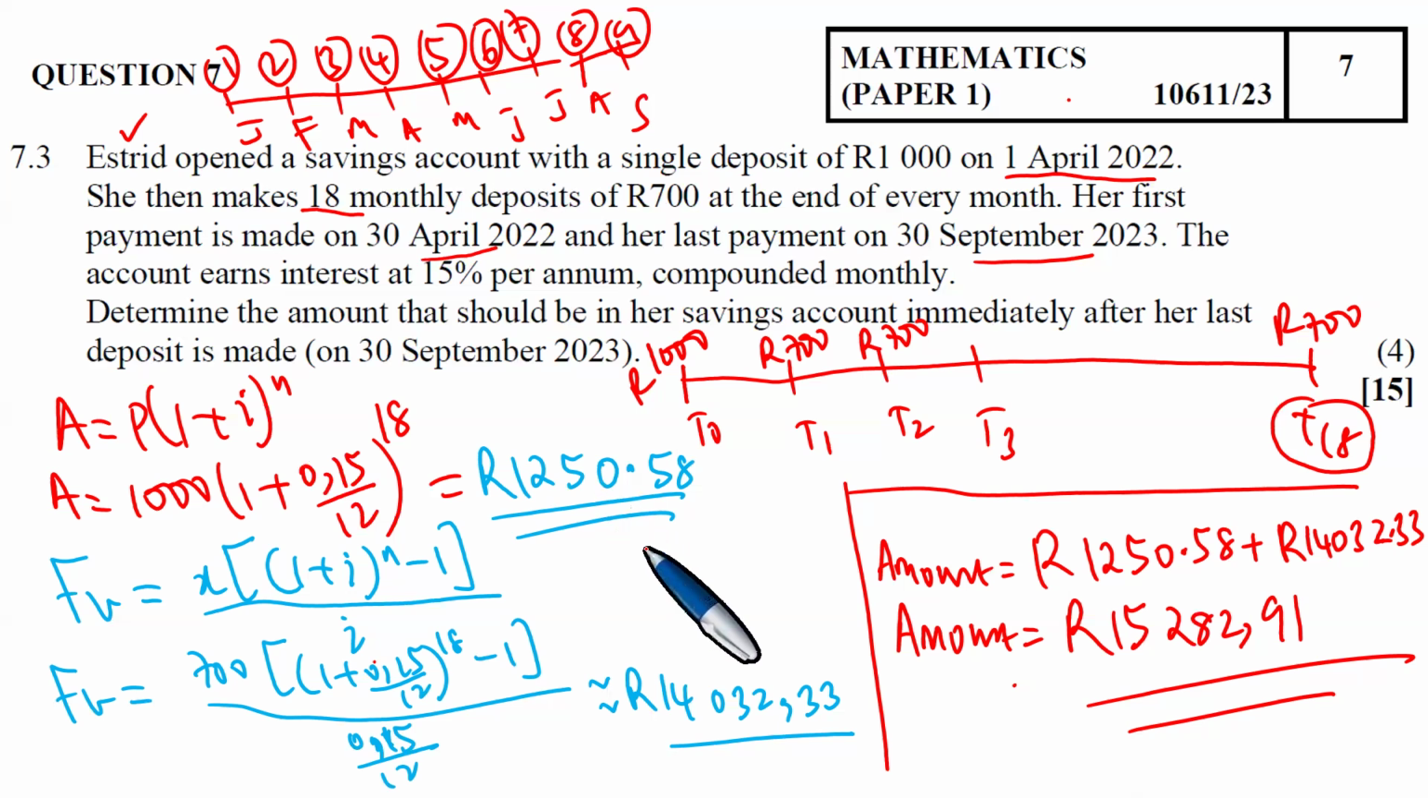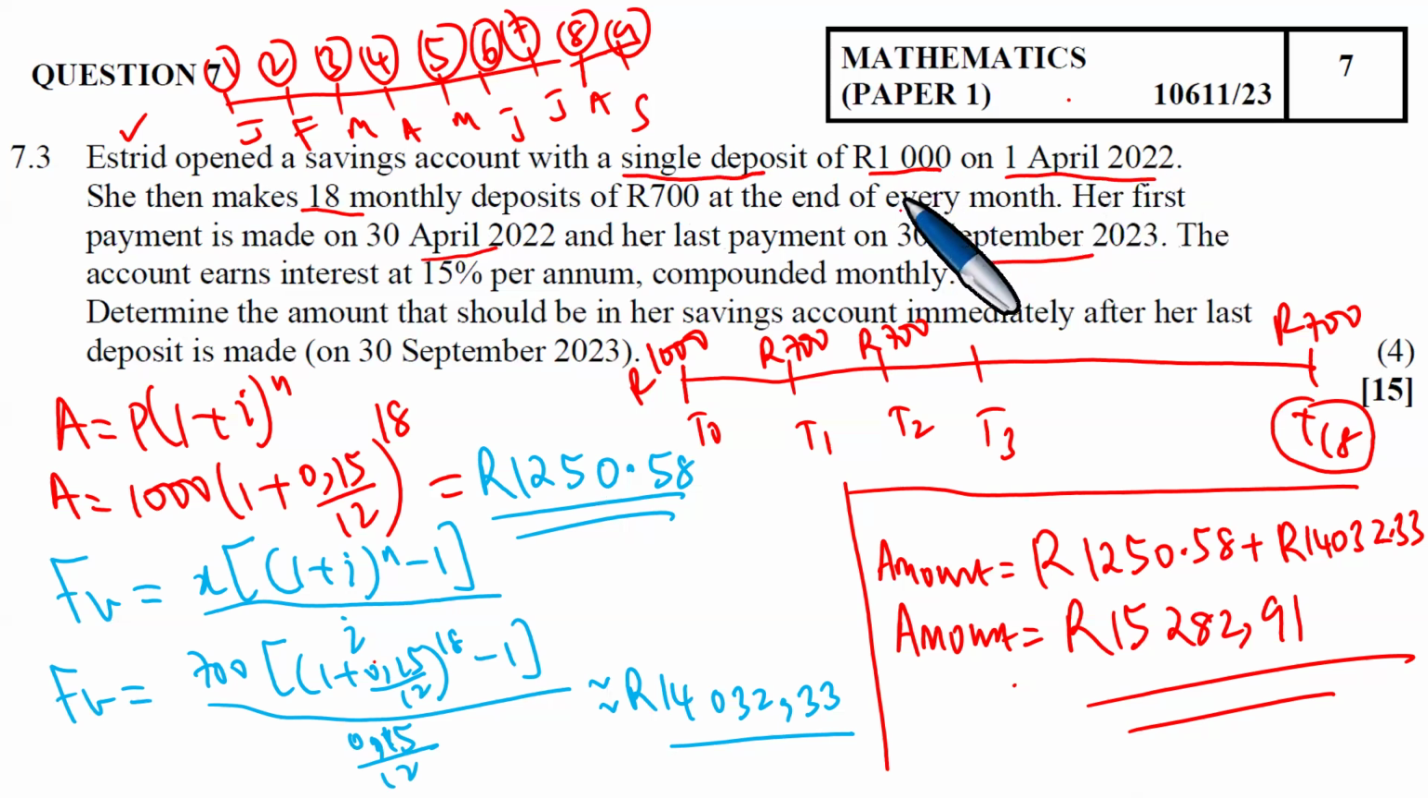So I said you must do that even if you are going to do the future value, or do you have to choose between them? You have to choose between this one and this one? Yes. You must do both. Why? Because this 1,000, you see, Astrid opened a savings account with a single deposit of how much? 1,000. This 1,000 is a single deposit, and it was on the 1st of April 2022.